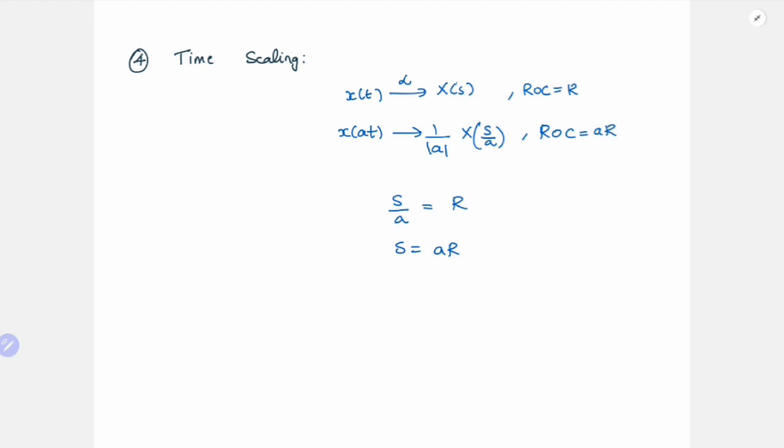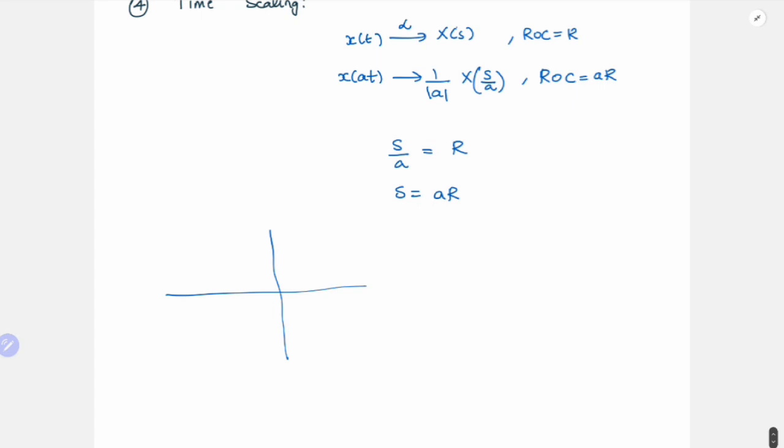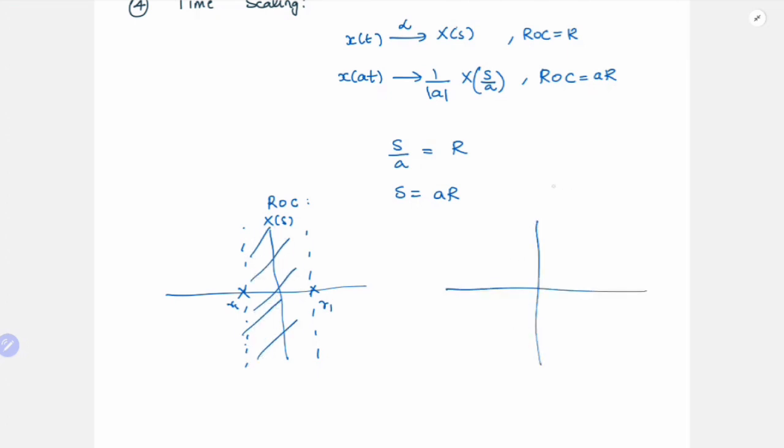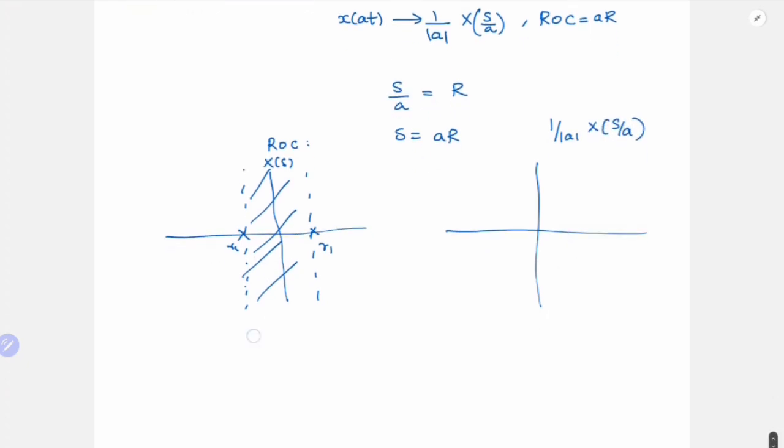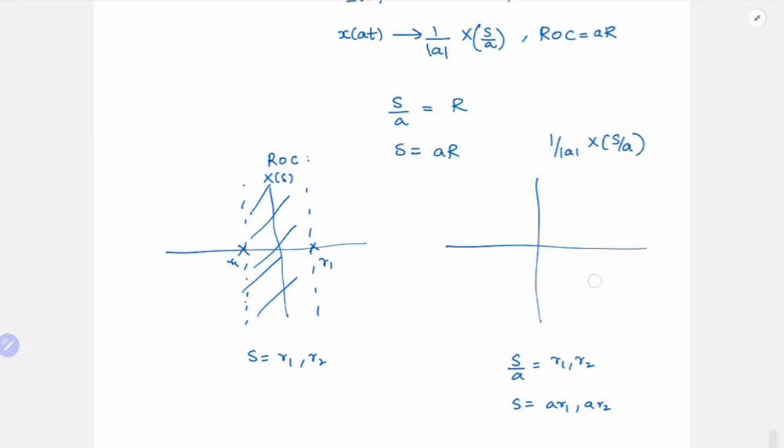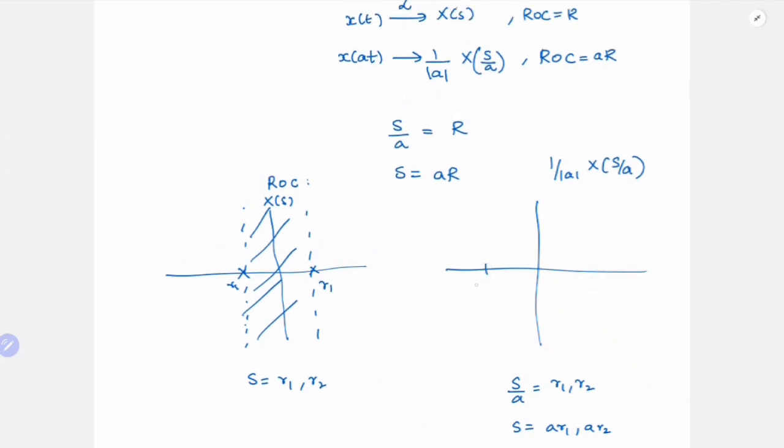What does it mean? What happens if you had an initial ROC for x of s like this? Let's say it was between R1 and R2. Now what will happen to 1 by mod a x of s by a? If the poles are at R1 and R2, what will the new poles be here? Here s by a will be equal to R1, R2. So s is equal to aR1, aR2, right? So it will just expand or compress depending on a.